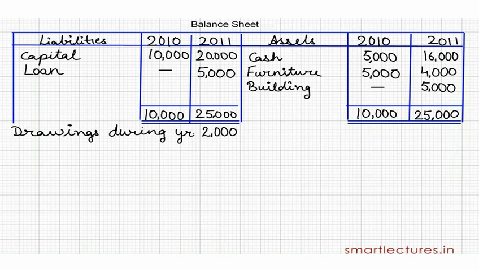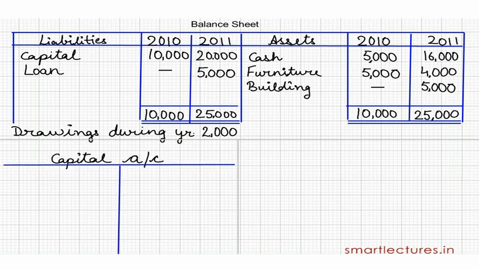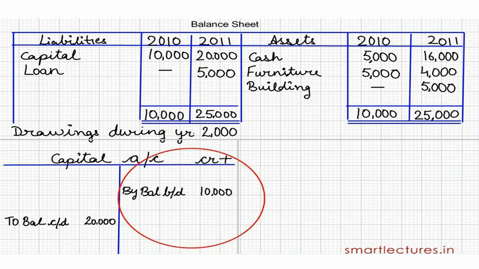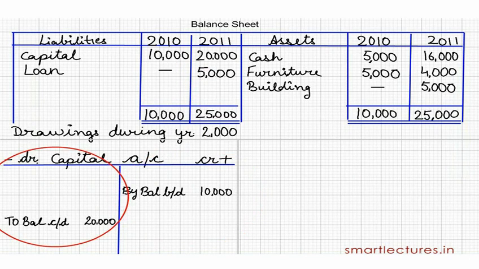Before I prepare the cash flow statement, I would like to prepare the capital account first. On the credit side, it is balance brought down, rupees 10,000, and on the debit side, to balance, closing balance carried down, 20,000. This is the closing balance. You know, it's a capital account. All plus items are placed on the credit side and all minus items are placed on the debit side. What it means? If you want to increase the capital, place the item on the credit side. If you want to decrease the balance of capital, place the item on the debit side.